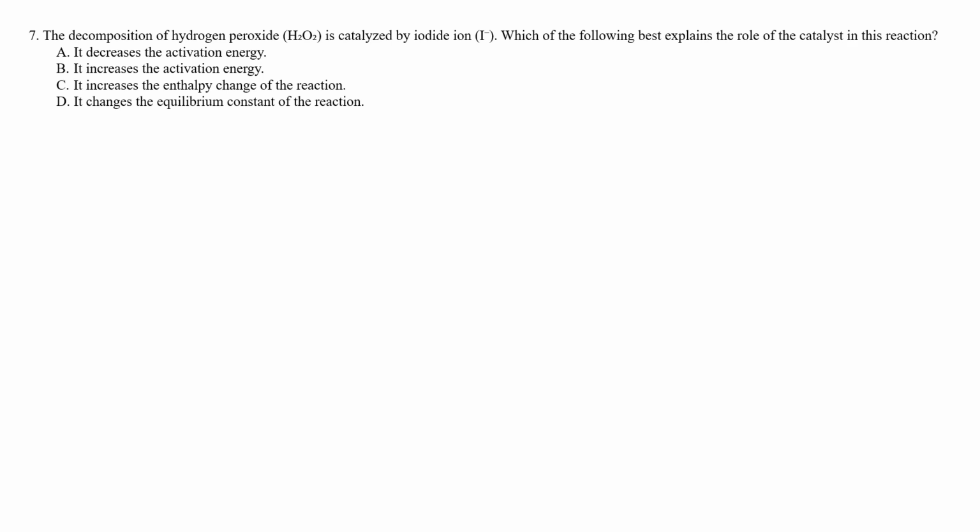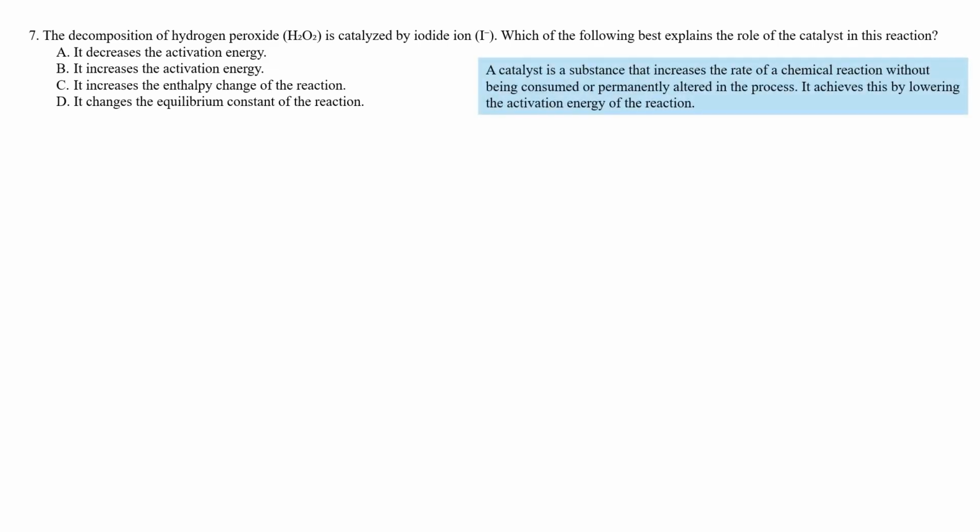The decomposition of hydrogen peroxide, H2O2, is catalyzed by iodide ions. Which of the following best explains this? So here we need to know the role of the catalyst. A catalyst is a substance that increases the rate of a chemical reaction, but without being consumed in the reaction. A small amount of catalyst is enough even for large-scale production.